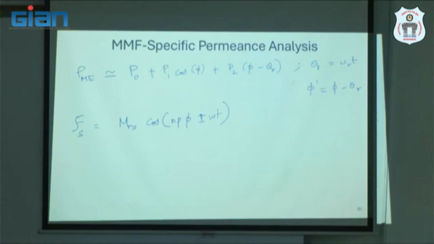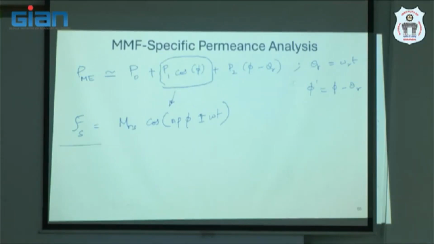So what I am going to do is a mathematical multiplication, MMF times permeance. For the sake of time constraints, we won't do the entire multiplication because that will lead to too many terms and too long an activity. What I want you to do as a first step is just consider P1 cos phi, the static eccentricity component of the permeance function, and multiply it with this. So let us try to do it together.